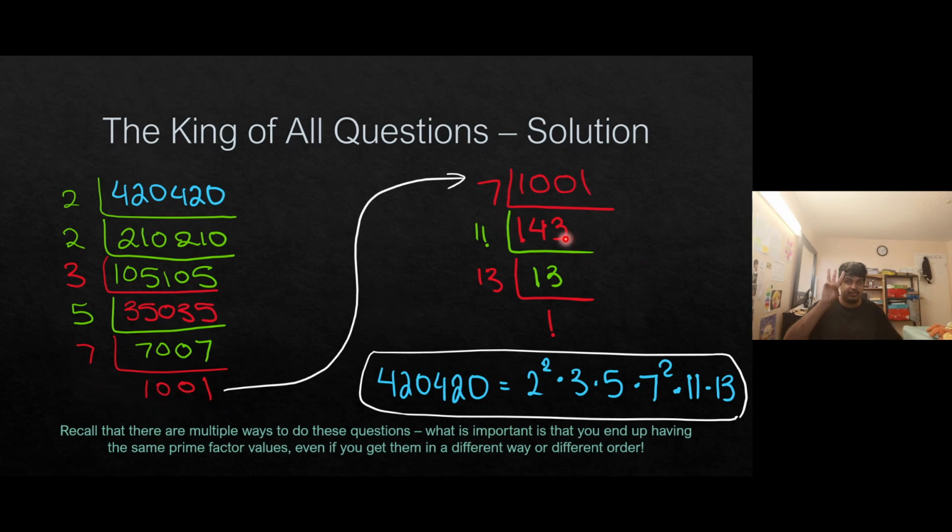And now you can use the bonus tip from the previous slide, which tells you it's 7 times 11 times 13, and you put it all together in exponential form. 2 squared times 3 times 5 times 7 squared times 11 times 13. Okay? So now you go ahead and you pump this into your calculator. 2 squared times 3 times 5 times 7 squared times 11 times 13. And you should end up with 420,420.